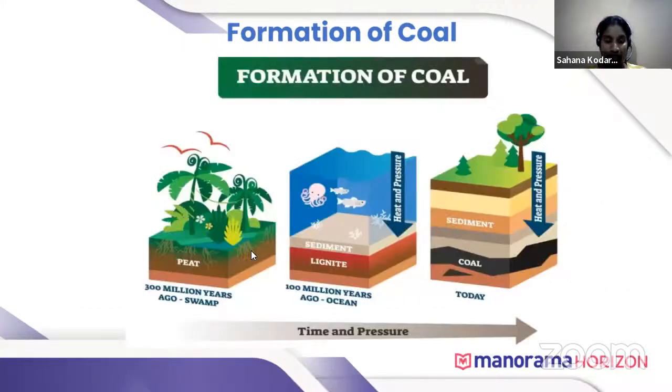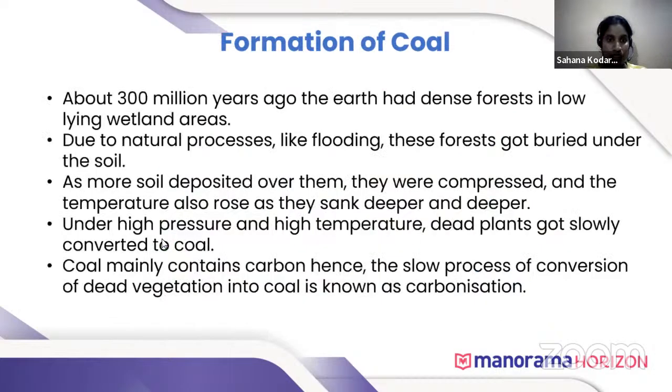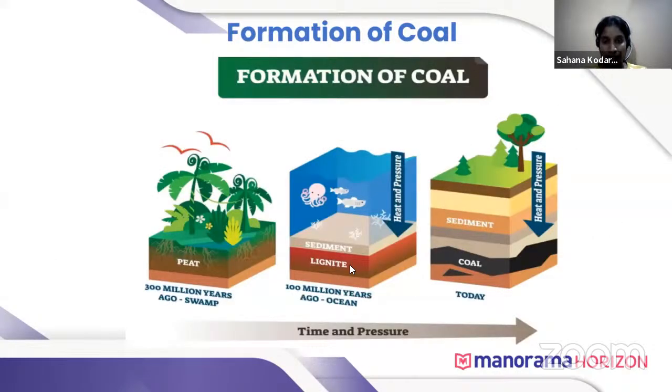As you see in this image, when this vegetation got buried under the soil, other particles of soil get deposited over this vegetation. Due to this, there is an increase in the temperature. So under high pressure and temperature, the plants get slowly converted into coal. Here, these are the sediments and lignites that are deposited over the dead plants, and due to this, there is an increase in temperature and pressure. So due to the increase in temperature and pressure, these dead plants get converted into coal.